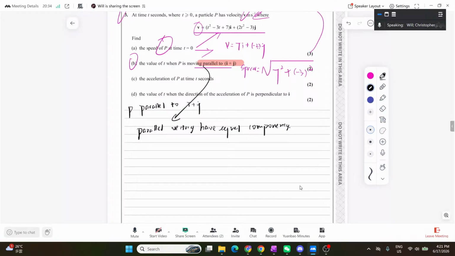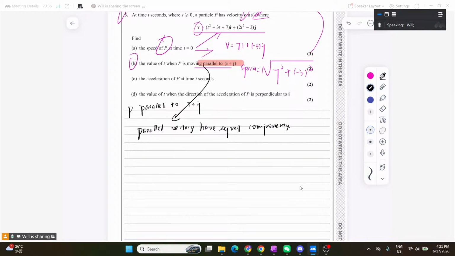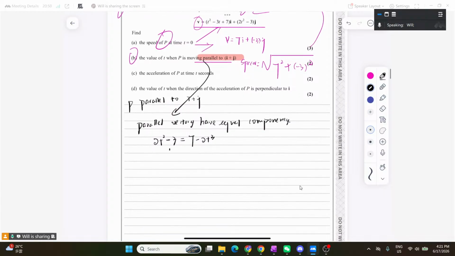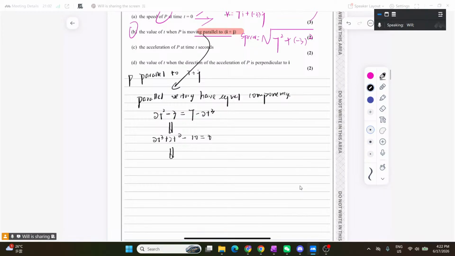So we have the components equal. We can take 2t squared minus 3 equal to 7 minus 2t cubed. Then we get 2t cubed plus 2t squared minus 10 equal to 0. Then eliminate the 2: t cubed plus t squared minus 5.